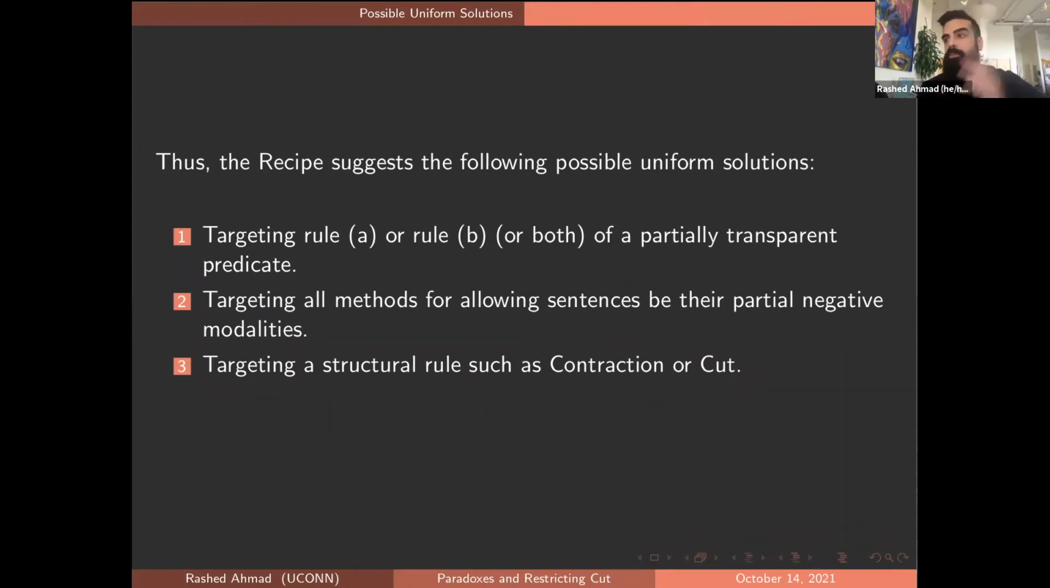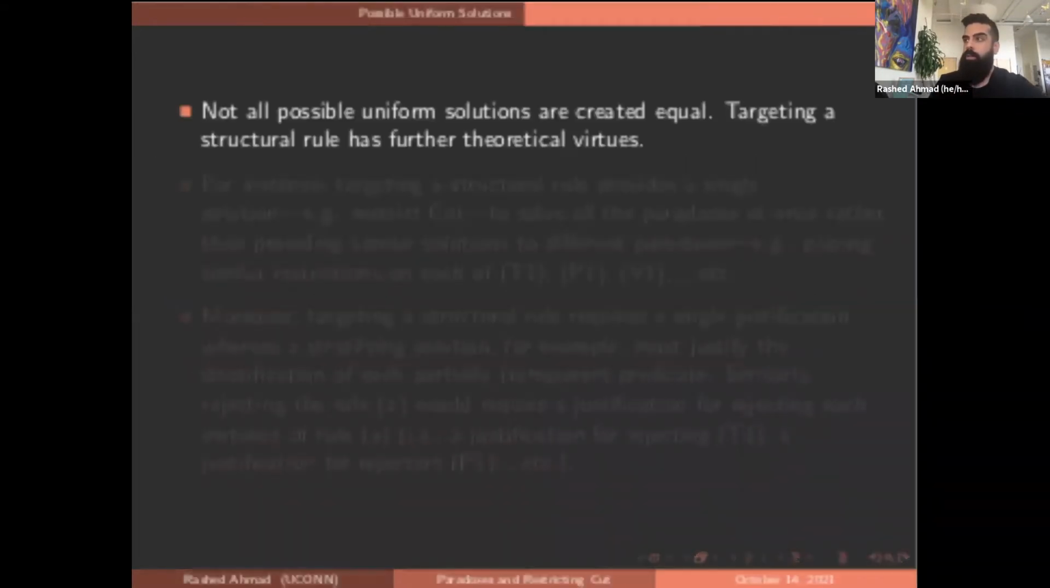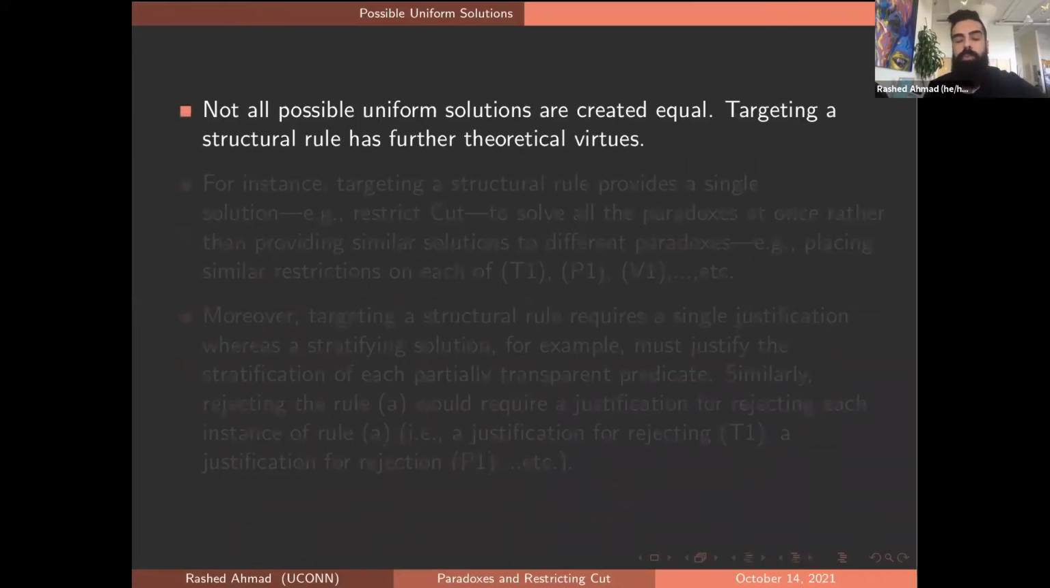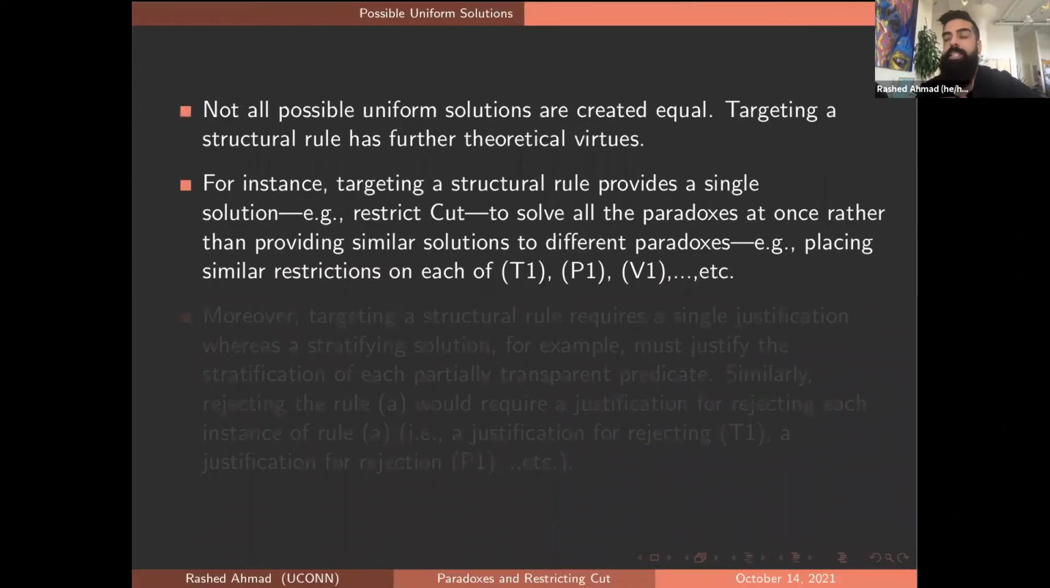That being said, these are possible options, but they're not created equal. For example, targeting structural rules such as cut or contraction has further theoretical virtues. First, targeting a structural rule provides a single solution, for example, restrict cut, to solve all paradoxes at once rather than providing similar solutions to different paradoxes. For example, placing similar restrictions on each of T1, P1, V1, and so on.